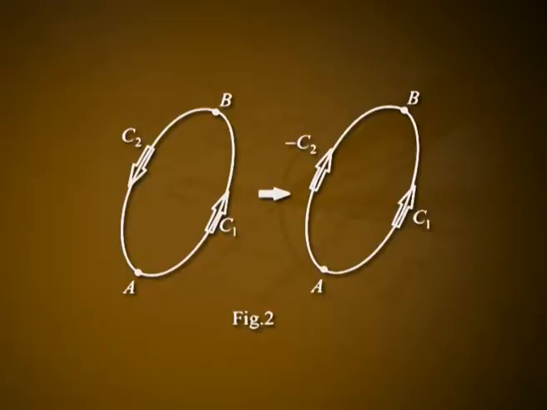2 implies 1. We want to show that the integral of F dot dr is 0 over any closed loop C. We pick 2 points A and B on C and use them to break C into 2 pieces: C1 from A to B followed by C2 from B back to A, figure 2.